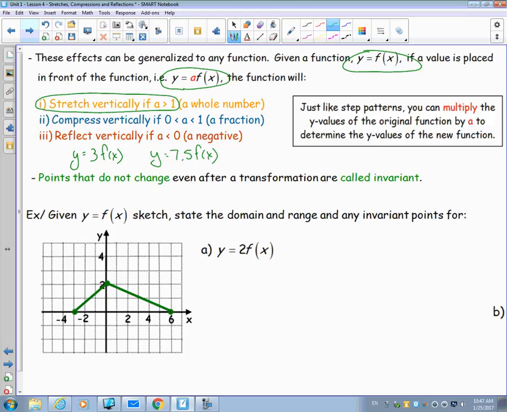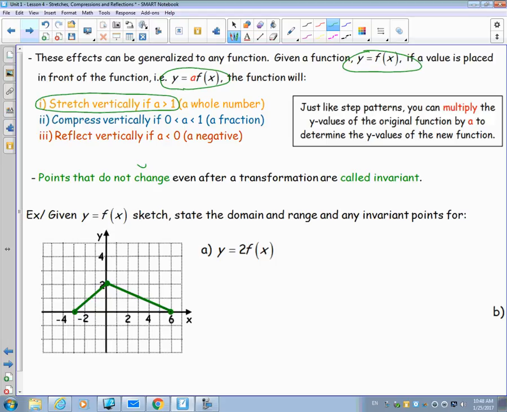Okay, that's rule 1. Rule 2, if the number is a fraction, a number between 0 and 1, so for example, y equals 1/2 f(x), that's going to compress our function vertically. It's going to make it vertically half the size. And again, it doesn't have to be a fraction. It could be a decimal. And I could have 0.4f(x). That's going to shrink my function again by a factor of 0.4. Okay, as long as the number is less than 1, we have a vertical compression.